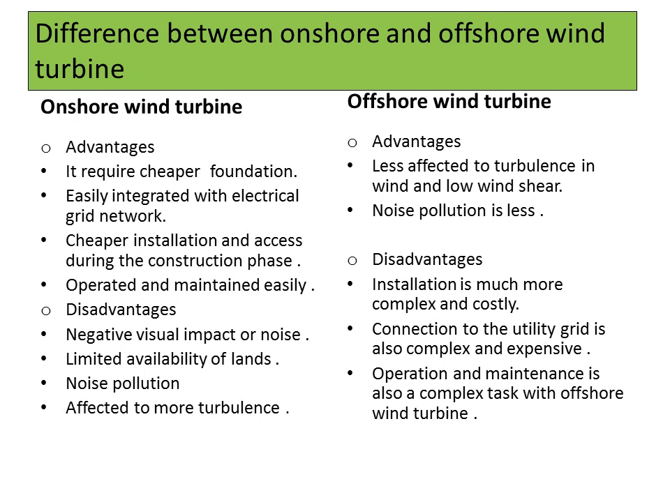Difference between onshore and offshore wind turbines. Let's first discuss onshore wind turbines. Advantages of onshore wind turbines are as follows. It requires a cheaper foundation, is easily integrated with the electrical grid network, has cheaper installation and access during the construction phase, and is operated and maintained easily. And the disadvantages are negative visual impact, limited availability of land, noise pollution, and being affected by more turbulence. Now let's discuss offshore wind turbines.